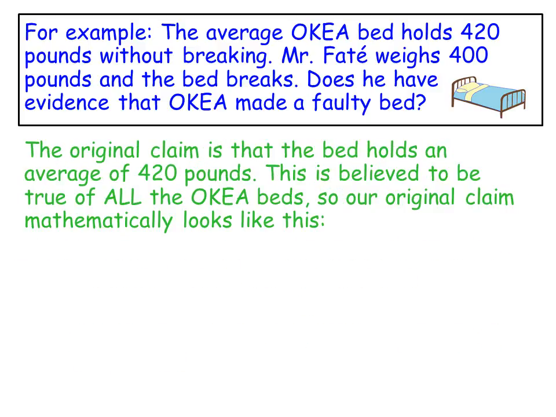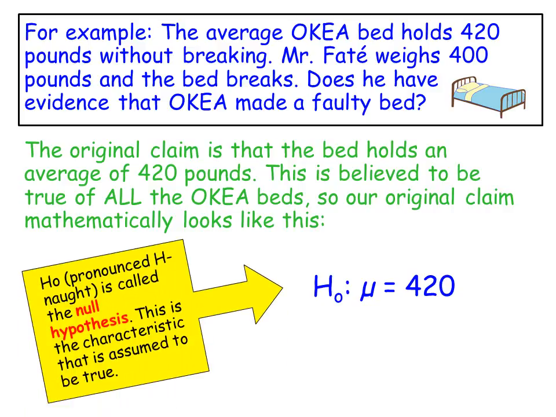The original claim is that the bed holds an average of 420 pounds. This is believed to be true of all the Okia beds. So our original claim mathematically looks like this. The symbol H0 represents H naught. This is called the null hypothesis. This characteristic is assumed to be true. We are assuming that the mean weight that it holds is 420 pounds.